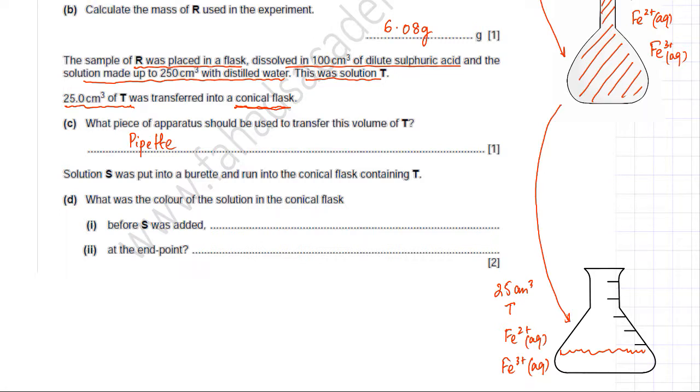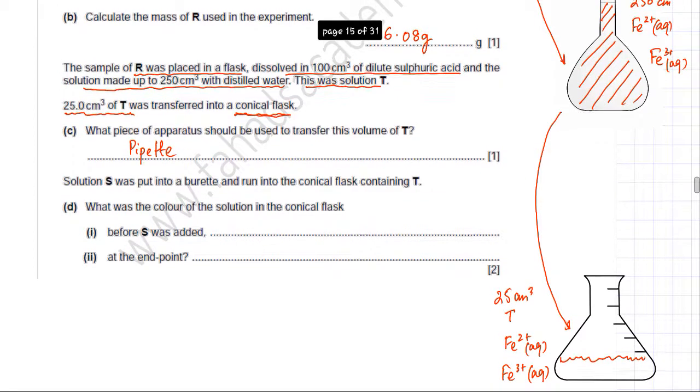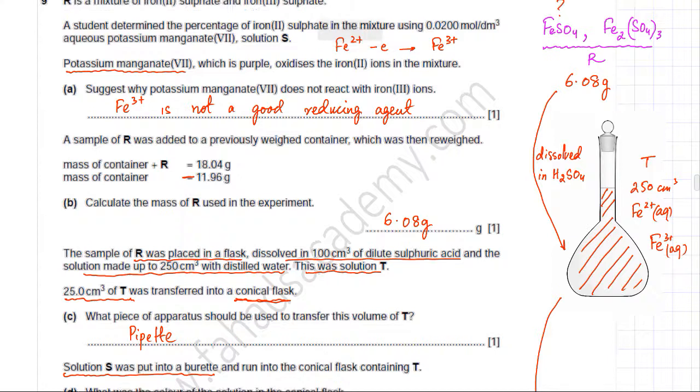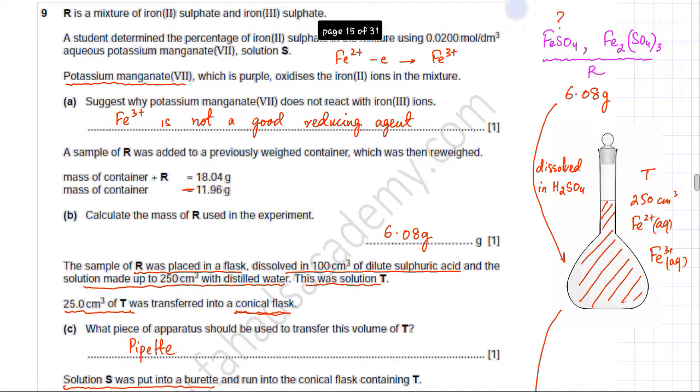In the next part, he's saying the solution S was put into a burette and run into a conical flask containing T. So we're going to put solution S into a burette. And what was solution S? Solution S was initially given to us. It was a 0.02 mol per dm³ aqueous potassium manganate(VII) solution, which was called solution S.